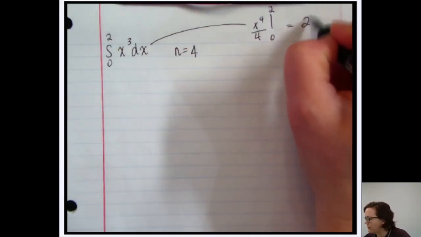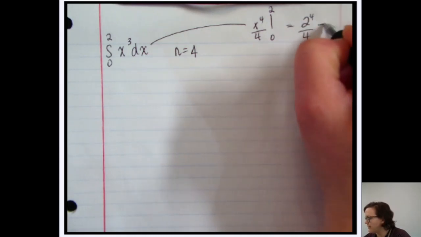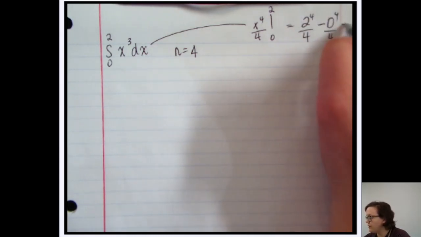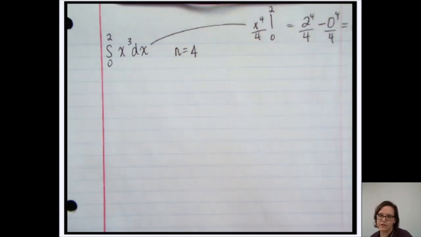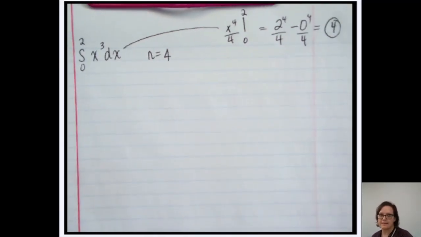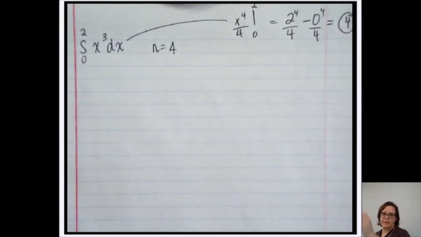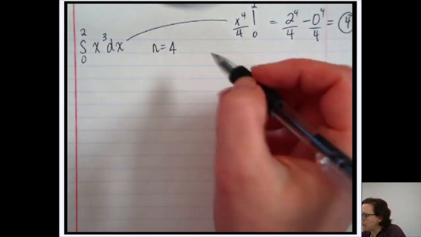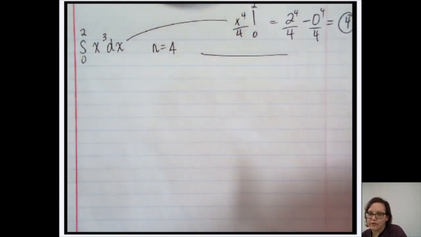So we'd have 2 to the 4th over 4 minus 0 to the 4th over 4. So our actual answer is 4. Let's see how close we can get to that. Okay. So again, this is not what we would usually do. It's just we're using these for practice.